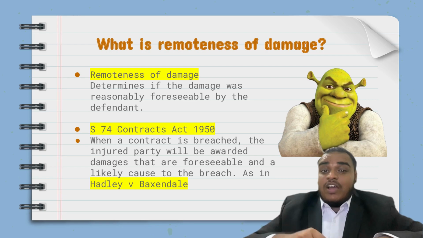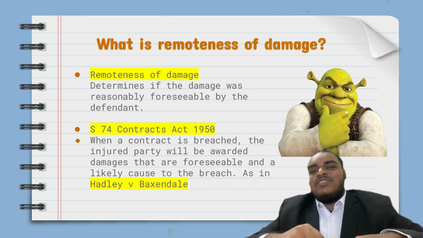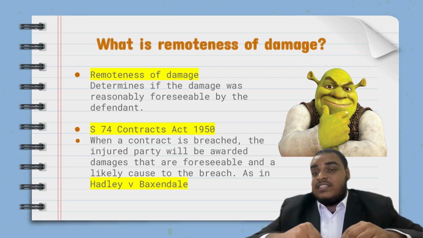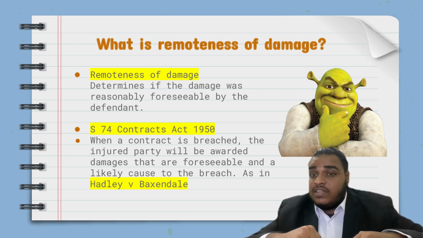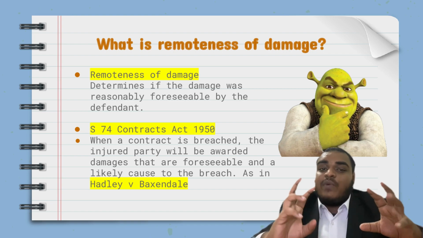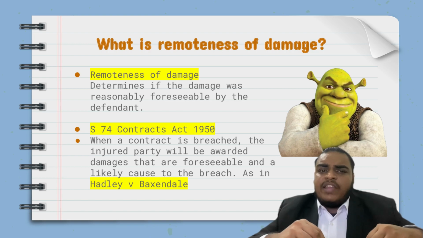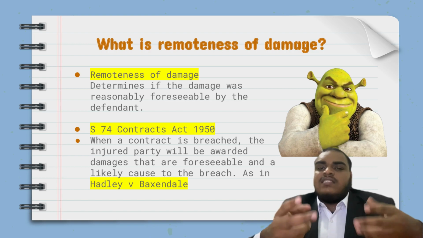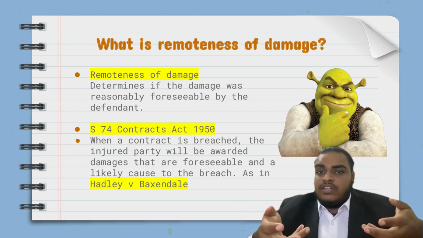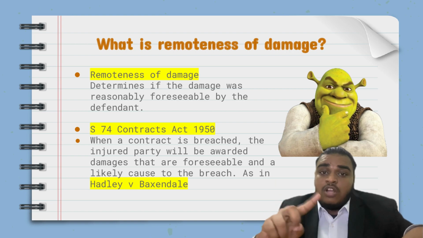Well, fear not, because the definition of remoteness of damages is already stipulated in Section 74 of the Contracts Act 1950. Section 74 basically states that when a contract is breached, the injured party can only claim for damages that occur as a natural consequence of breaching the contract, and said damages shall not be too vague.